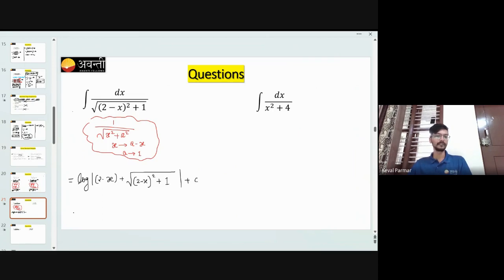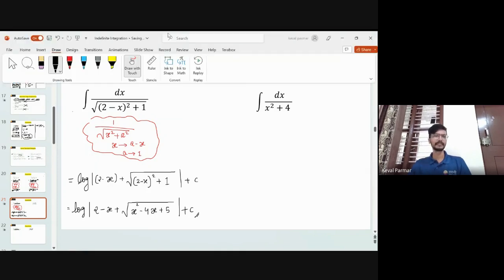So if I try to simplify this, like if I try to open this bracket, what will I get? I will get log mod of 2 minus x plus under root of x square minus 4x plus 4 plus 1, which is 5, plus c. This is my answer. This is a very simple example.